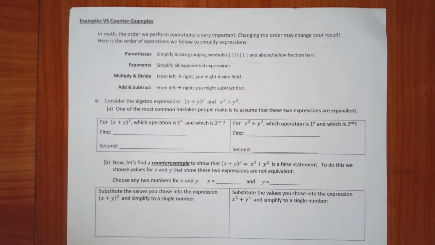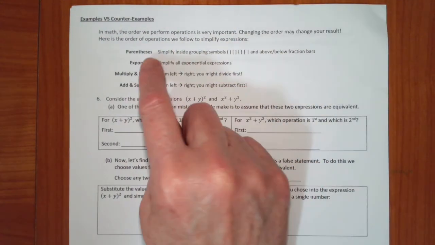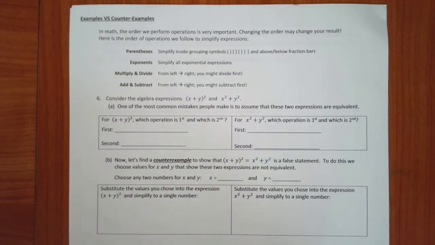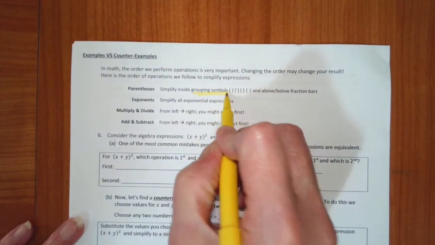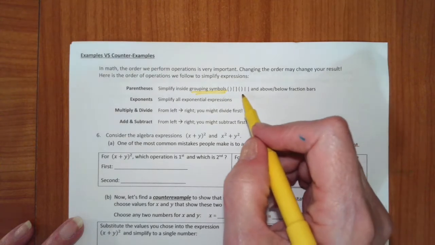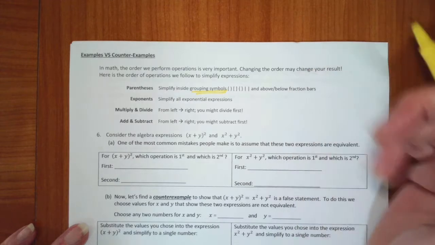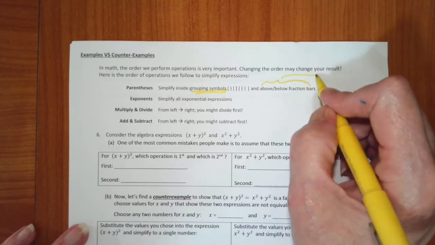In math, order of operations is extremely important, and your calculator knows order of operations, so hopefully you will as well. All right, so we probably heard this as PEMDAS, which is parentheses, exponents, multiply and divide, add and subtract. Now, if we're looking at this in terms of math, we know that parentheses are actually grouping symbols. They can be parentheses or brackets or braces or the absolute value sign or above and below a fraction bar.